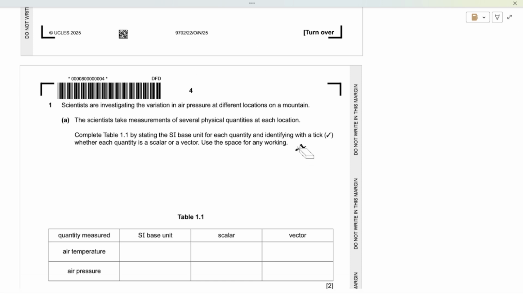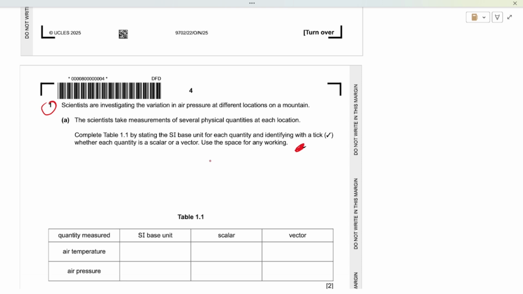Here is the first question. It is about scientists investigating the variation in air pressure at different locations on a mountain. The scientists take measurements of several physical quantities at each location. We need to complete the table, that is 1.1. We need to put a tick mark to show which belong to a scalar and a vector quantity. We need to write the SI base unit also.